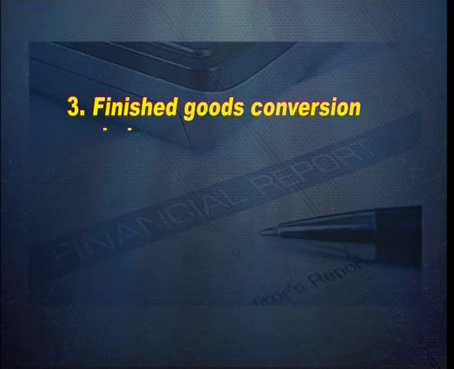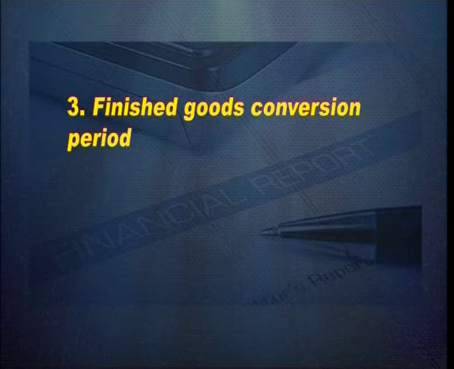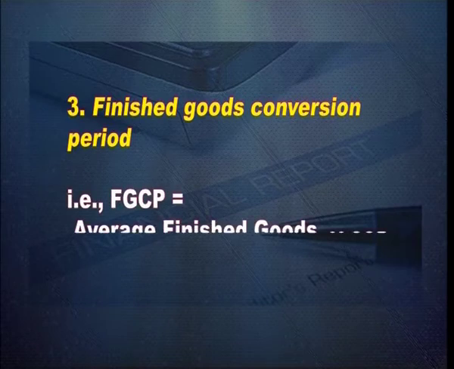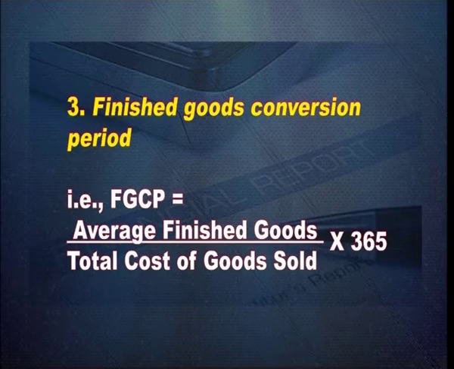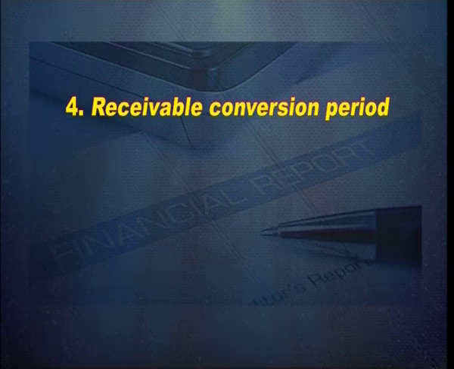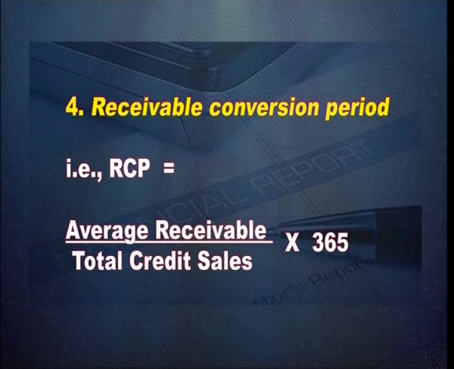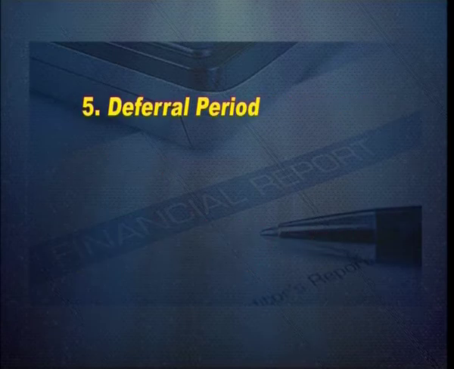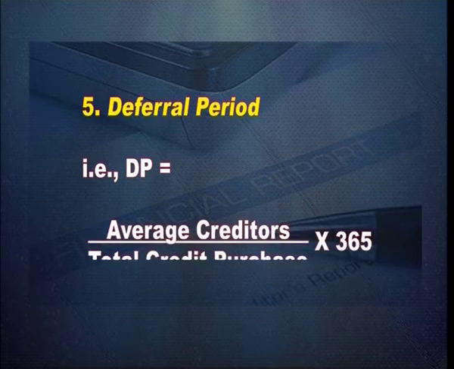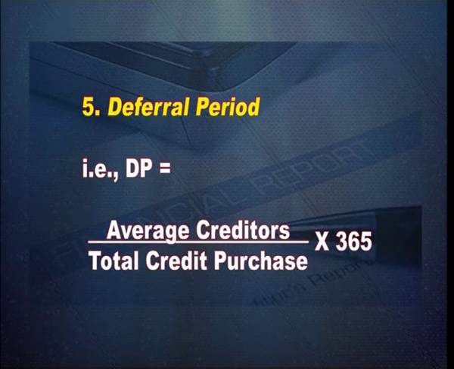Third one, finished goods conversion period, that is FGCP, which is equal to average finished goods divided by total cost of goods sold multiplied by 365. Fourth one, receivable conversion period, that is RCP, which is equal to average receivable divided by total credit sales multiplied by 365. Fifth one, deferral period, that is DP, is equal to average creditors divided by total credit purchase multiplied by 365.